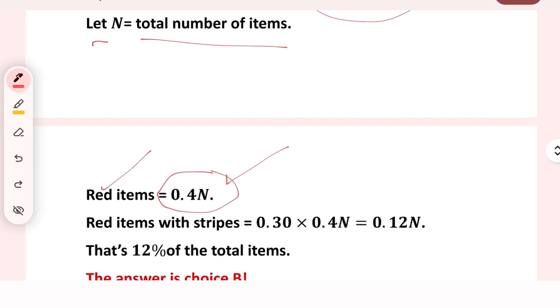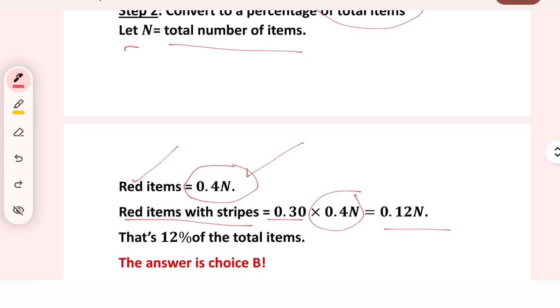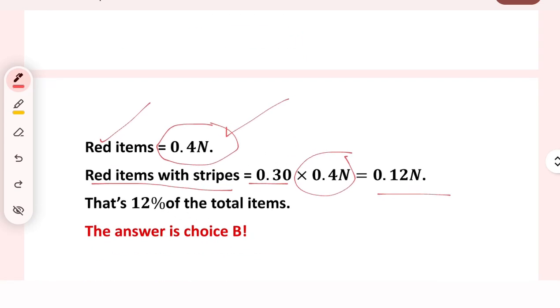Now, let's go to the stripes. Red items with stripes, how would you convert it? 30% of those reds have stripes. 30% of the red have stripes. Therefore, the answer is 12%.